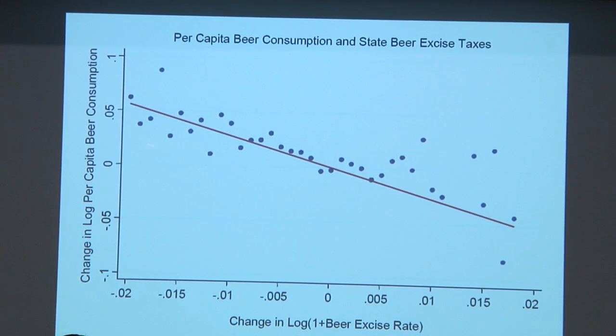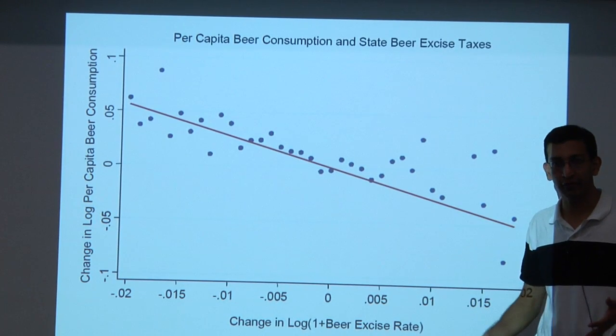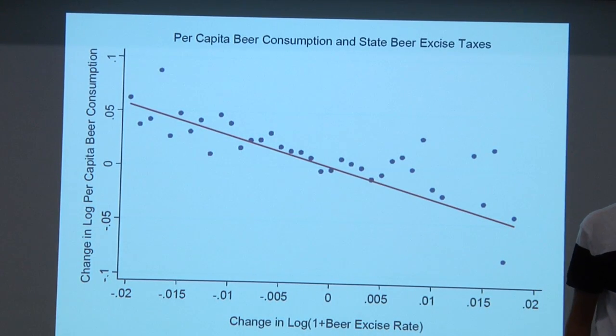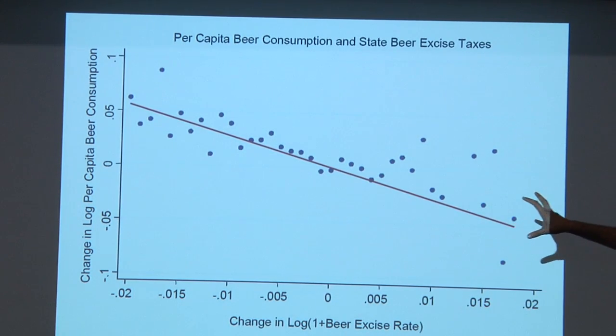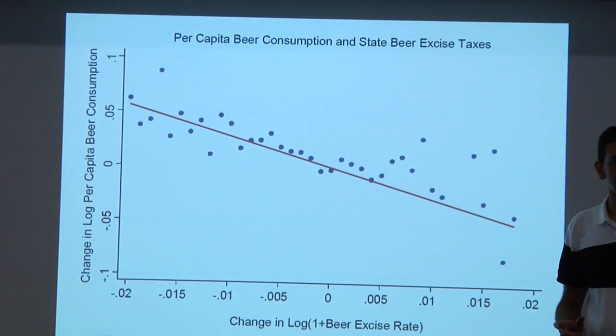this is the growth rate of per capita beer consumption at the state level. So the way we get this data is state level measures of alcohol consumption. Why do states have this data? Because they're collecting tax on it, right? So in a setting like this, you want to get data at the level of the intervention that you're studying.